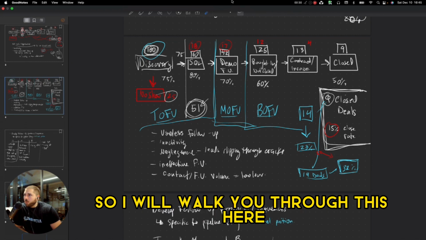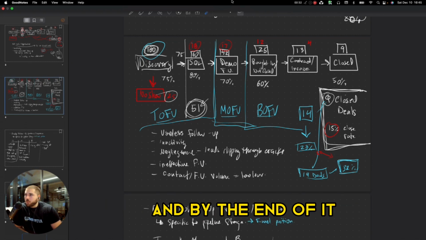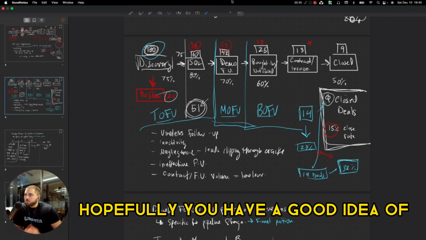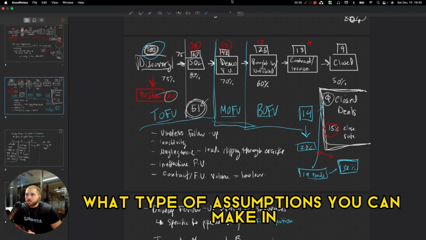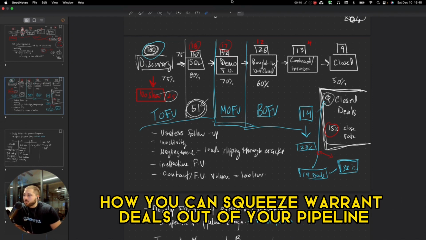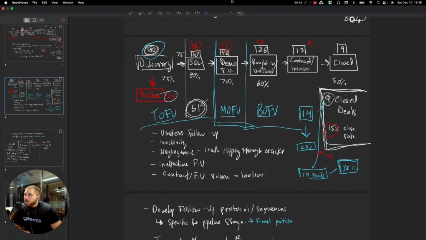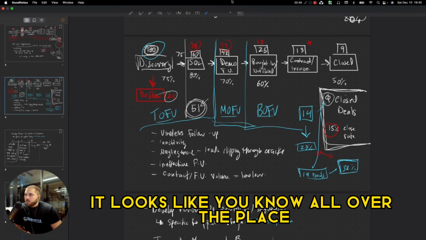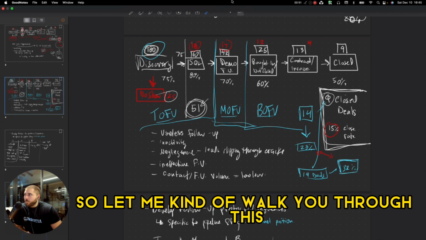So I will walk you through this, and by the end of it, hopefully you have a good idea of how you should set up your pipeline, what type of assumptions you can make, and how you can squeeze more deals out of your pipeline. Now, just looking at it without any explanation, it looks pretty messy. It looks all over the place. So let me walk you through this.